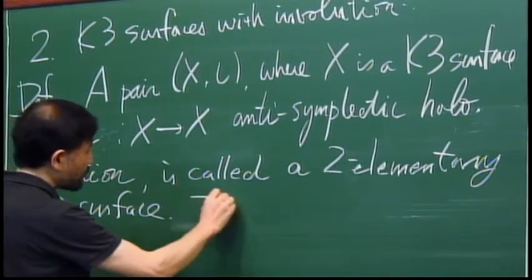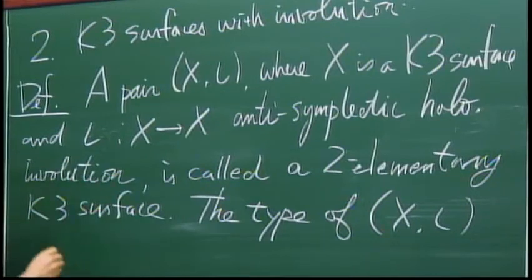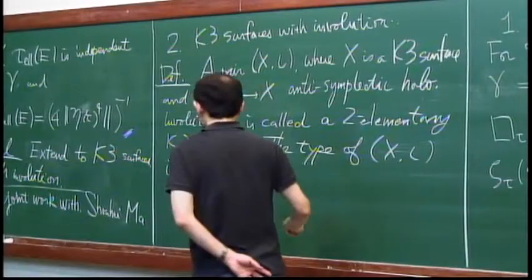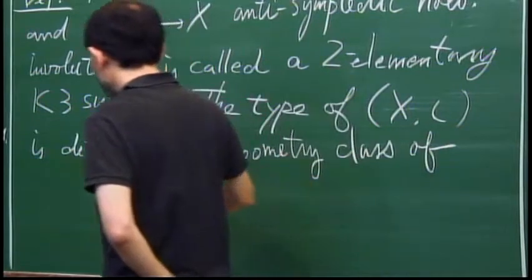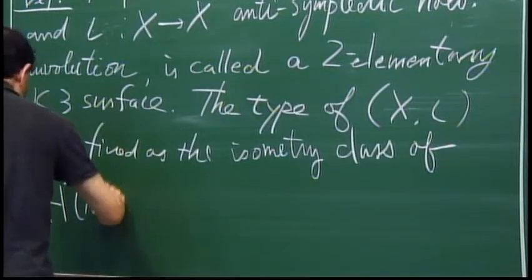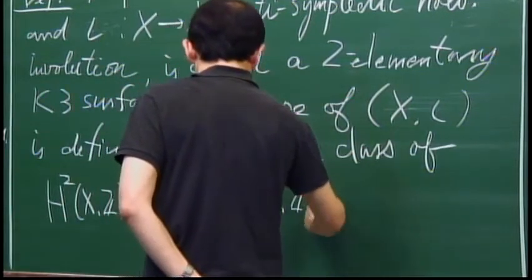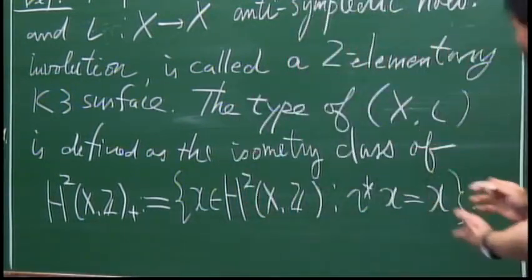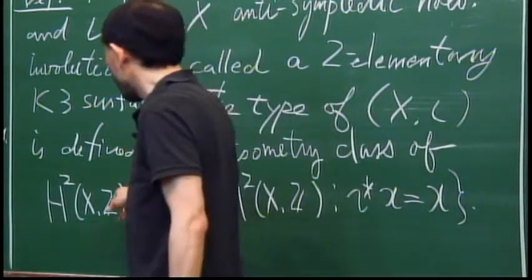And the type of the pair (X, iota) is defined as the isometry class of the lattice H^2(X, Z)^+, the invariant or plus-one eigen sublattice of the second integral cohomology. So this is equipped with the cup product. This is a lattice, and the isometry class of this lattice is called the type.